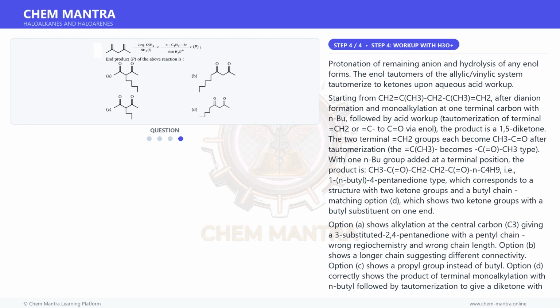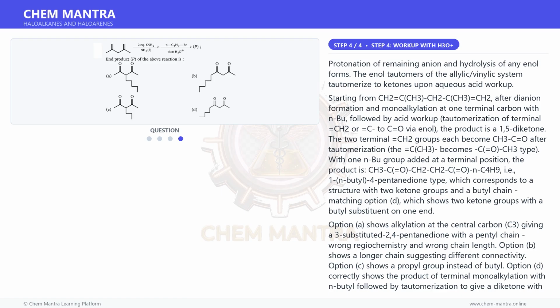Starting from CH2=C(CH3)-CH2-C(CH3)=CH2, after dianion formation and monoalkylation at one terminal carbon with n-Bu, followed by acid workup, tautomerization of terminal =CH2 or =C to C=O occurs via enol. The product is a 1,5-diketone. The two terminal =CH2 groups each become CH3-C=O after tautomerization.